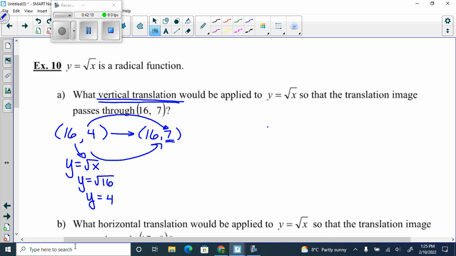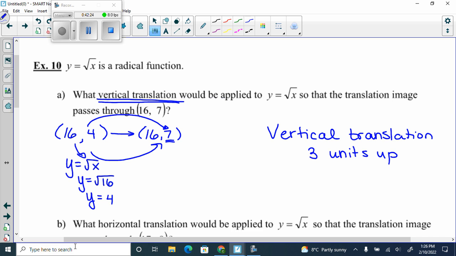So what did I vertically do? Vertical translation 3 units up. Because I went from 4 to 7. I was 16 and 4, I'm now 16 and 7. I moved 3 up.